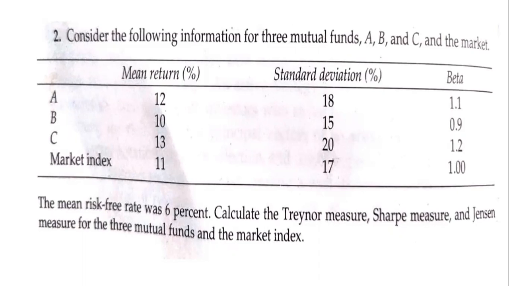So, looking at the data, we have three types of funds. That is A, B, and C. If you look at return, that is 12, 10, 13 for A, B, C, and market is 11. Standard deviation is 18, 15, 20, 17, and the beta is 1.1, 0.9, 1.2, and 1. The risk-free rate of return is 6%. So let's calculate it for Sharpe, Treynor, and Jensen.